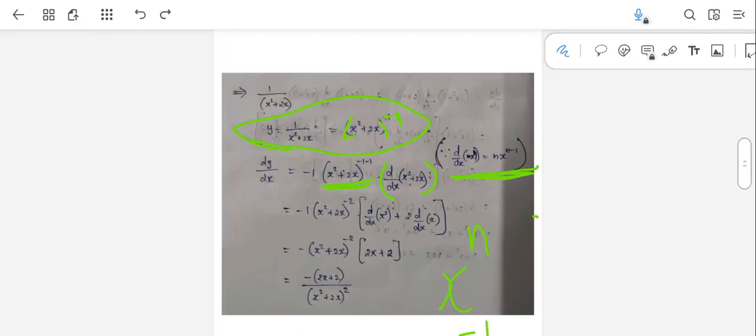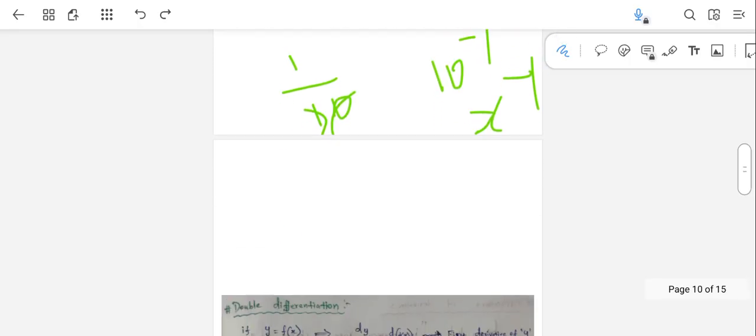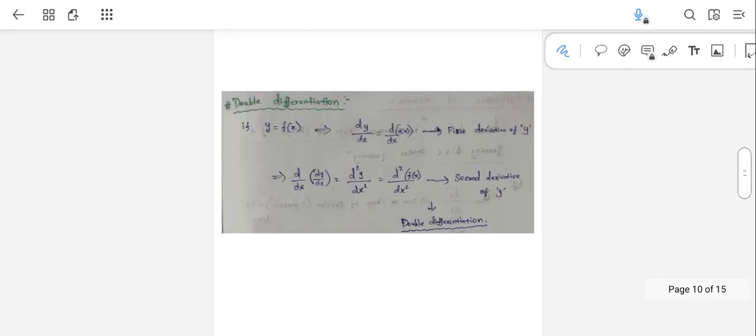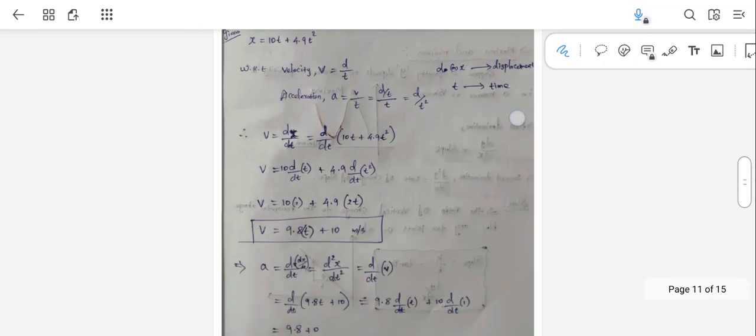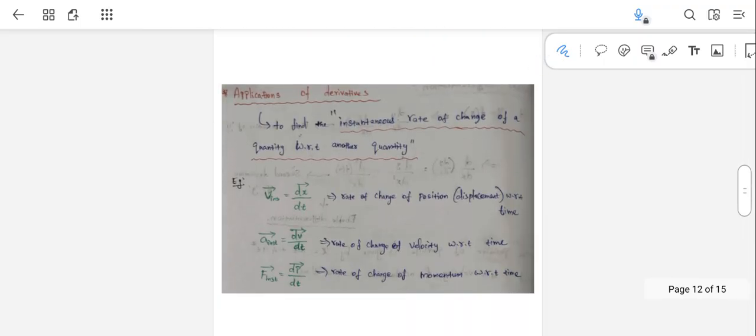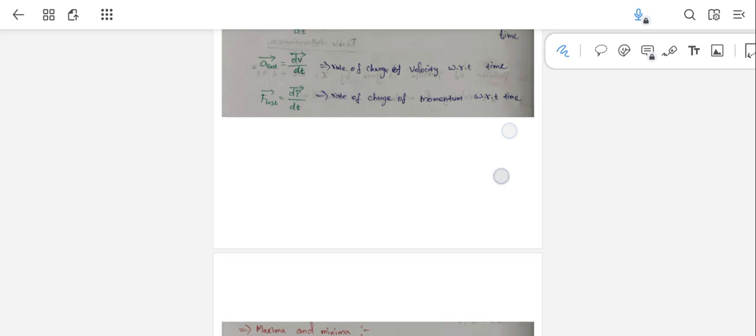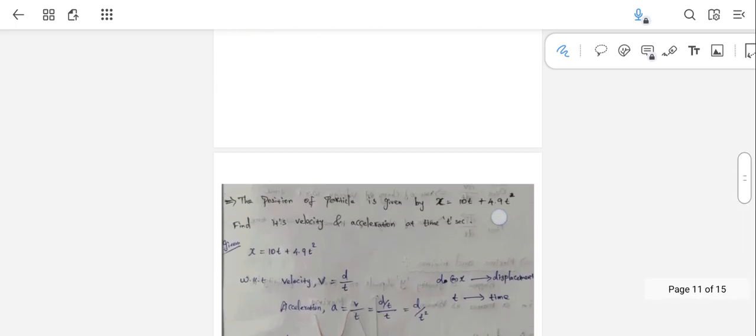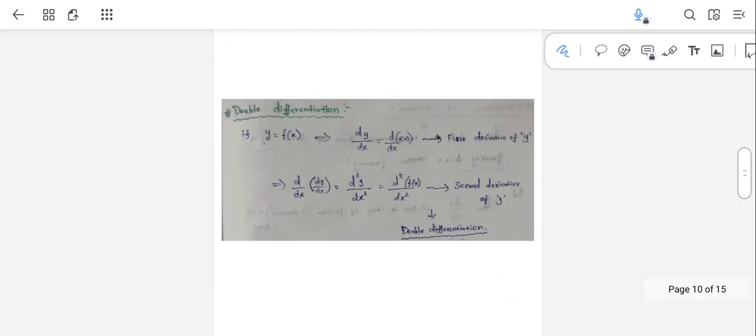But now you will think, okay sir, this is fine, but this looks like pure maths. What's the use of me learning this for physics? That's what we are going to see, like in double differentiation, one topic is there, and after that, applications of derivatives. But this is already a lengthy lecture.